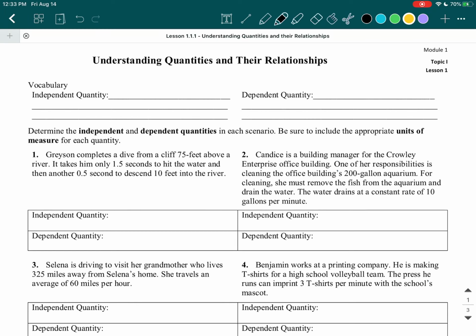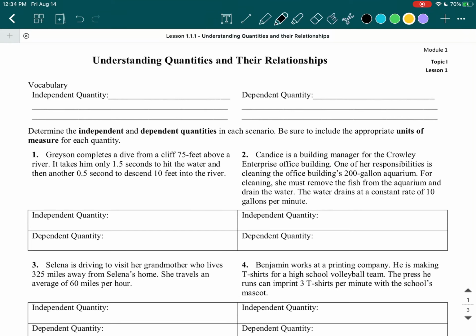up to you. And I want you to remember that it's your responsibility to ask questions if you don't understand, okay? So make sure you do that. If you don't understand, ask me a question. So let's get started. Understanding quantities and their relationships.